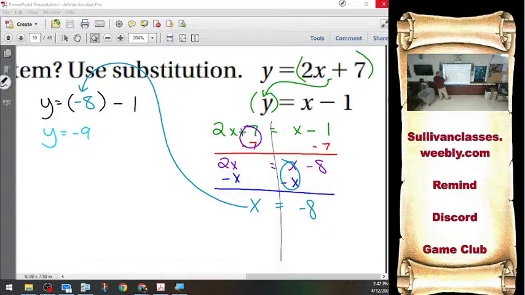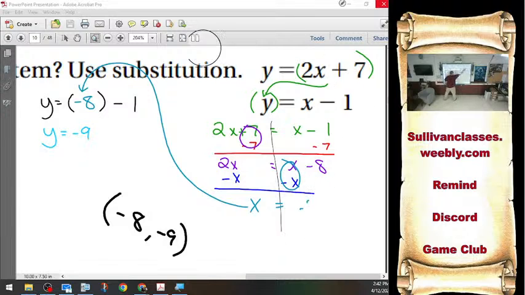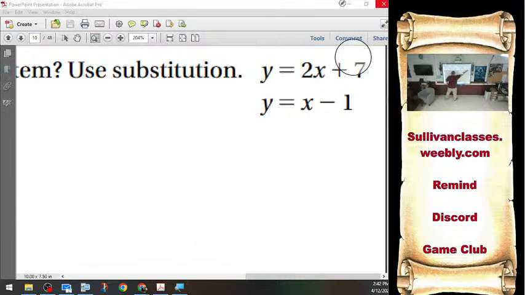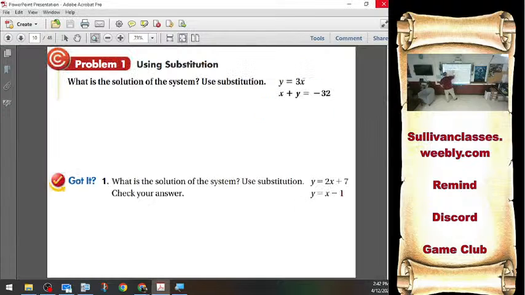Make sure you finish it off. Write the coordinate x, y. Negative 8, negative 9. If I were to graph these two equations, they would cross at the point negative 8, negative 9. All right.